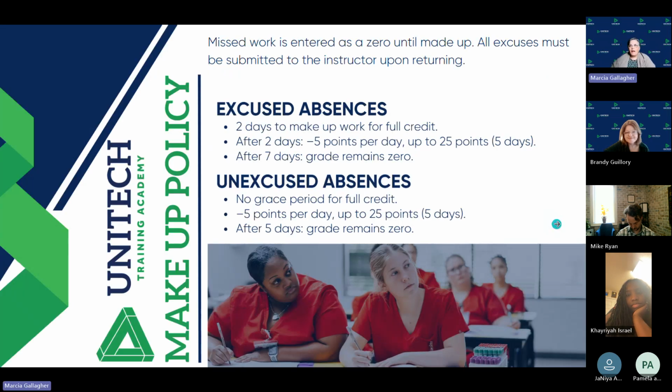Okay, so let's talk about excused and unexcused absences. This is very, very important. So missed work is entered as a 0 until you make it up. All excuses must be submitted to the instructor upon your returning to class. Excused absences, 2 days to make up for your full credit. After 2 days, 5 points per day, up to 25 points, 5 days. After 7 days, the grade remains a 0.